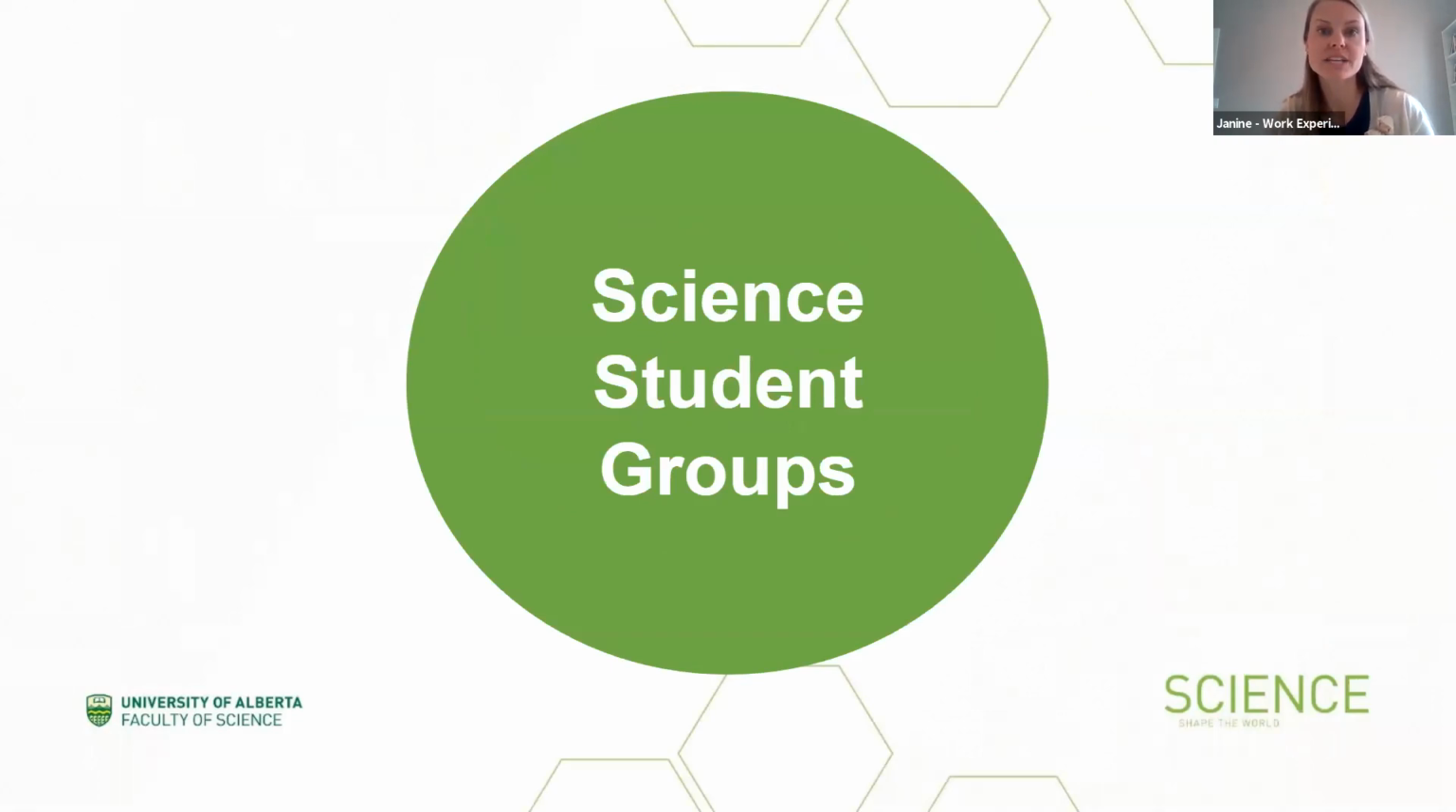Now at the Faculty of Science, we have the official student group called ICE. They are representing all undergraduate science students. Besides them, there are also a number of departmental associations. For example, there's chemistry, there's one for math, computing science, for the other ones as well. On the Faculty of Science website, you can find more information about the science-specific student groups.